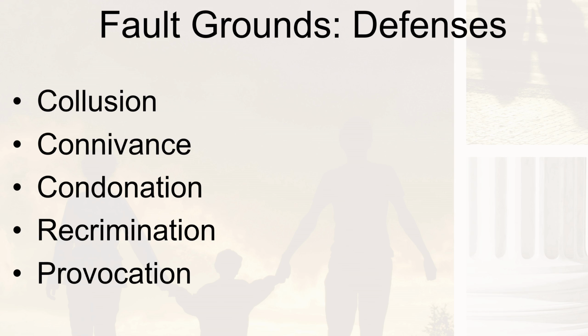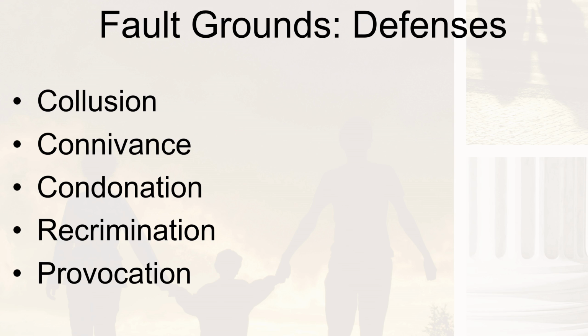Now, connivance as a defense to fault grounds is a willingness or a consent by one spouse that a marital wrong be done by the other spouse. So, for example, hiring a third party to seduce their spouse, or knowing that their spouse is inclined to commit a marital offense but doesn't do anything to stop it. The main difference between connivance and collusion is that connivance covers conduct that was actually committed. There was an actual act that was done, whereas collusion is an agreement to lie and make up facts.